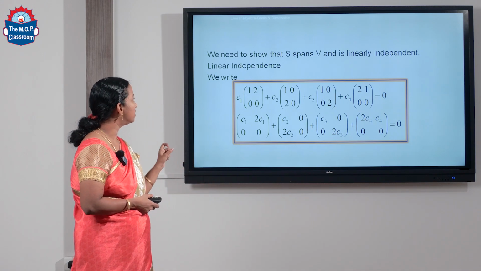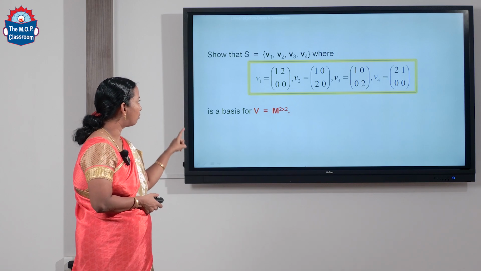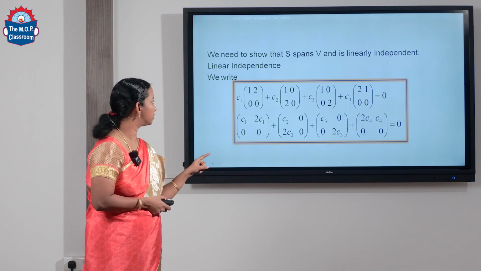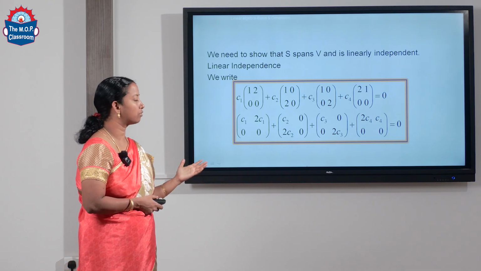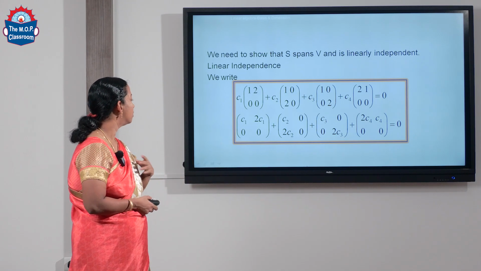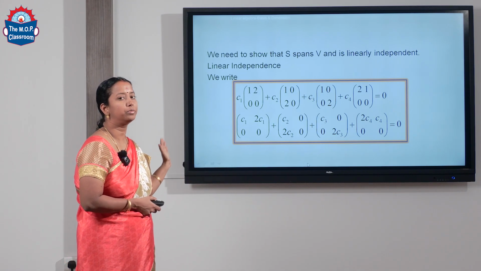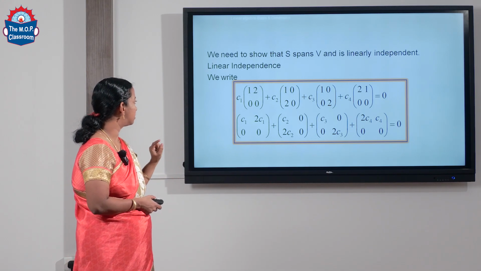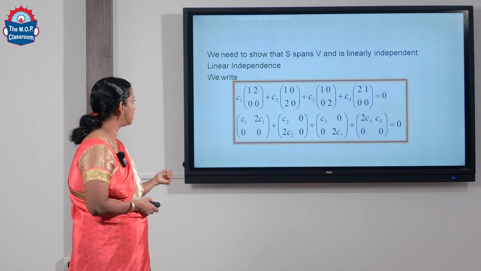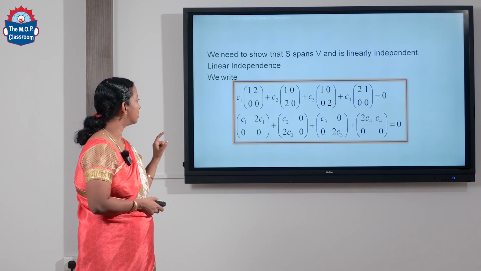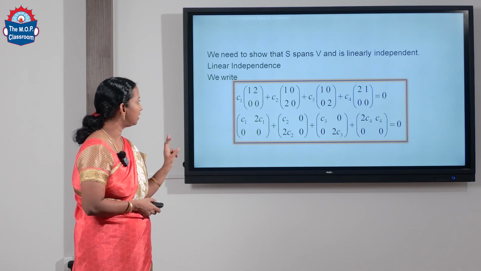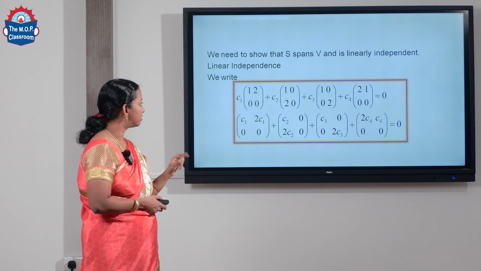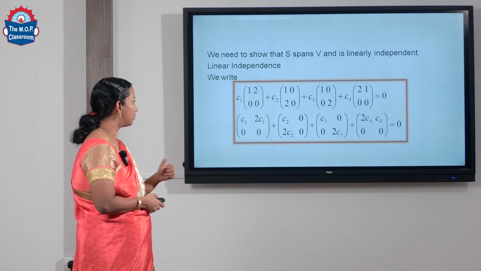Linear independence means C1 of 1 2 0 0 plus C2 of 1 0 2 0 plus C3 of 1 0 0 2 and C4 of 2 1 0 0 should be equal to 0. So now C1 should be multiplied to each matrix, that is C1 into 1 is C1 and C1 into 2 is 2C1, next 0 0, plus C2 0 and 2C2 0, plus C3 0 and 0 2C3, plus 2C4 comma C4 and 0 0, which is equal to 0.